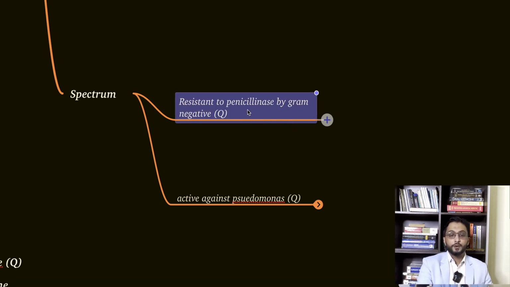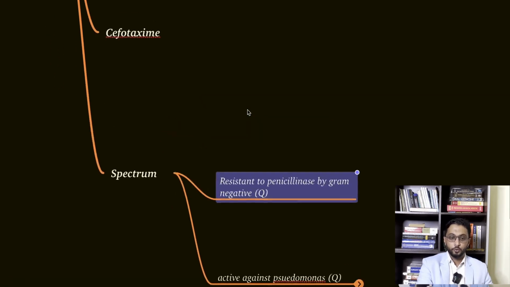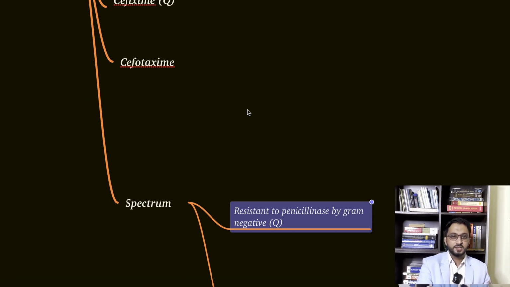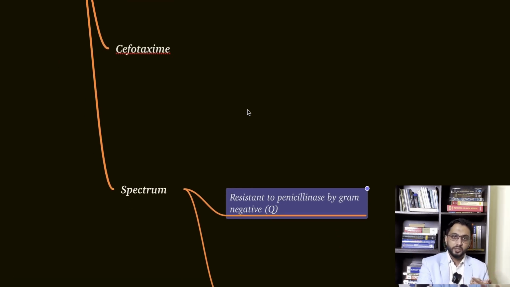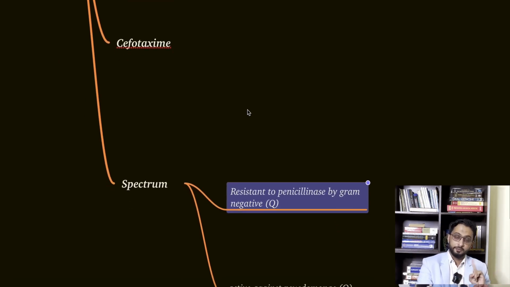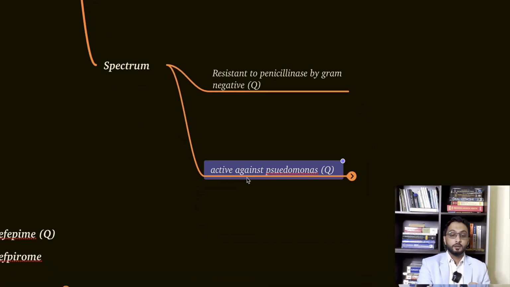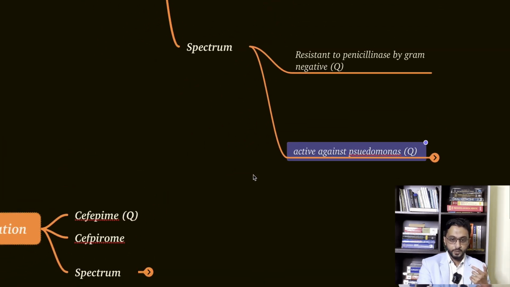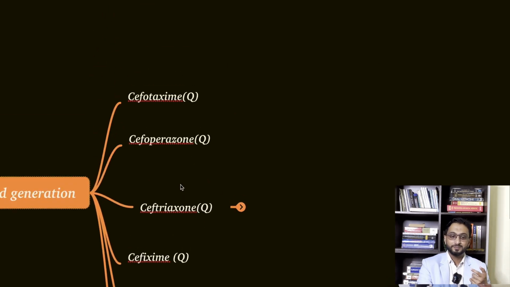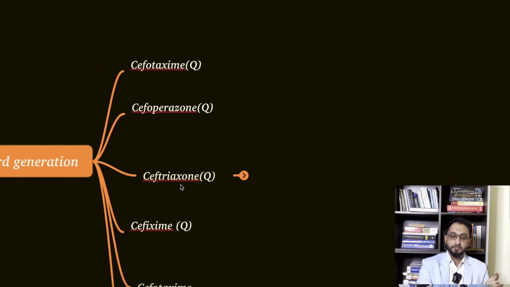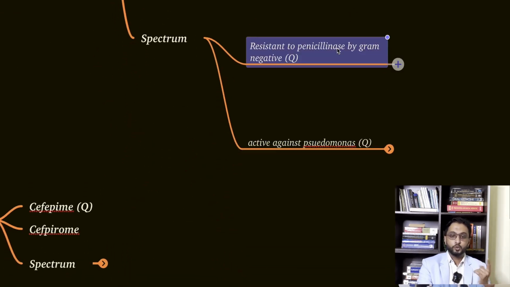So first thing, it's resistant to penicillinase by gram negative. So far no penicillinase, it was just gram negative. Here now one more is added, that is penicillinase. It's even effective against the penicillinase by the gram negative and also against pseudomonas. So we studied penicillins, anti-pseudomonal penicillin. Now we are studying anti-pseudomonal cephalosporins. Okay, we're going to study them, which is definitely no doubt this way. And also penicillinase resistance.